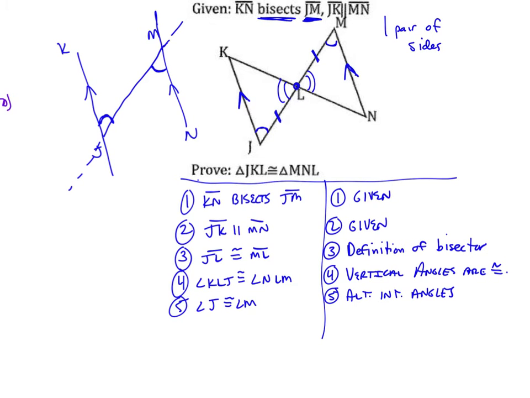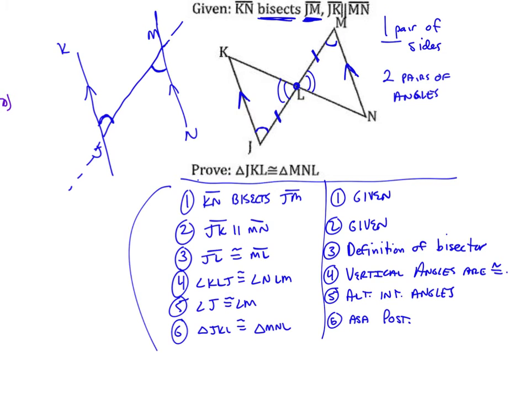So once I do that, then I still have my one pair of sides, and I have two pairs of angles. And that would be enough to say, yes, JKL is congruent to MNL by the angle side angle postulate. That would be my answer. Okay, now 6 steps, I kind of drew it out. That's probably a little bit longer than some of the ones you may be seeing, but it's not a bad idea to write down more of my ideas, more of my thoughts.